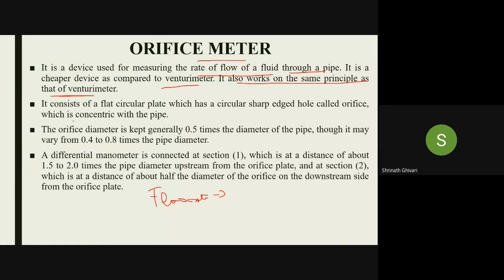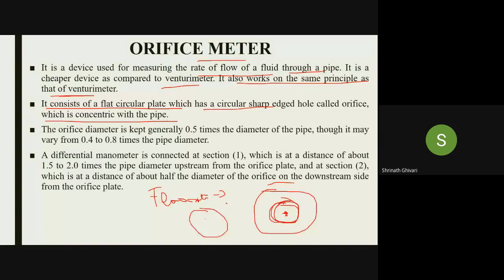It consists of a flat circular plate which has a circular sharp edged hole called an orifice, which is concentric with the pipe. So if there is a pipe, we are placing a circular plate having an orifice which is concentric with the pipe. If this is the center of the pipe, the center of the orifice will be the same. Concentric means having the same centers. Both the circles have the same center.